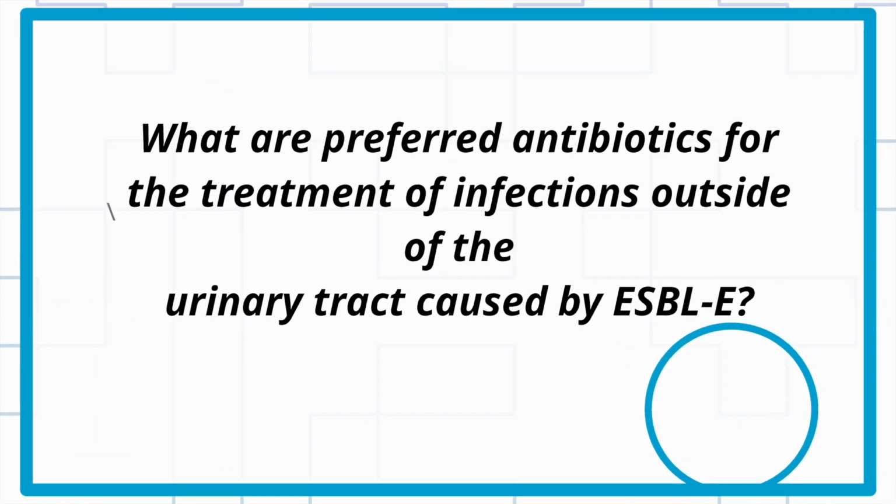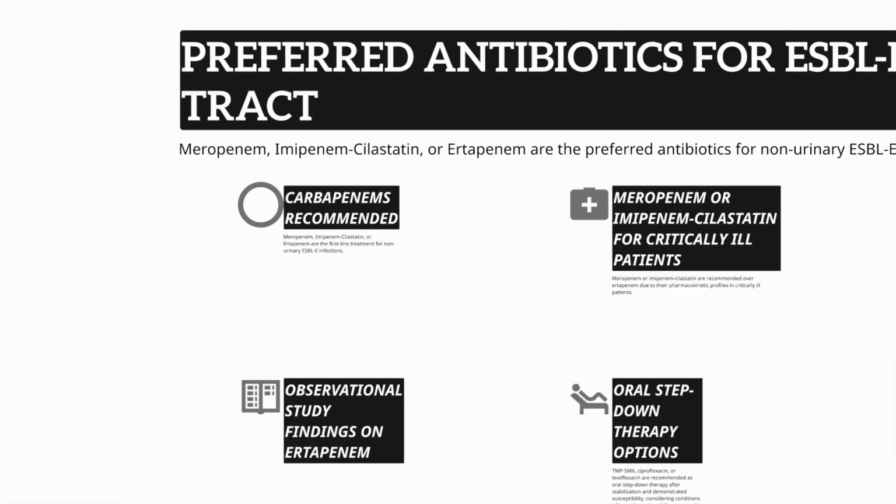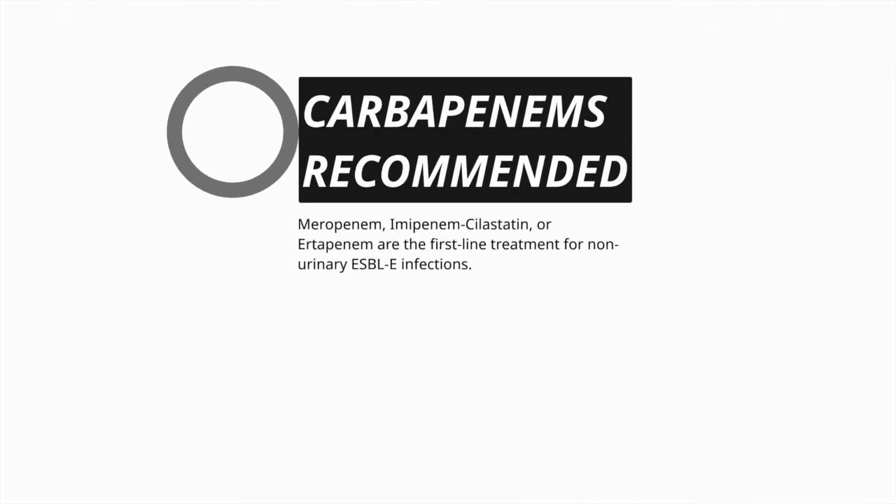So, next we go to the preferred antibiotics for treatment of infection outside of the urinary tract caused by ESBL Enterobacteriaceae. If you look at the recommendations, the preferred antibiotic is carbapenem. Carbapenems are recommended, that is meropenem, imipenem-cilastatin, and ertapenem. This is the first line in non-urinary ESBL infections.